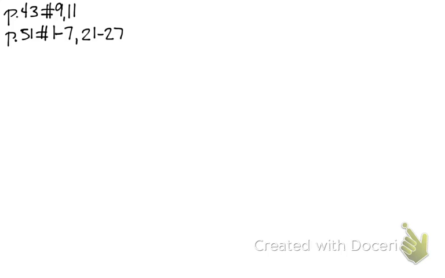Okay, your assignment. On page 43, you're going to do number 9 and 11. On page 51, you're going to do 1 through 7, odd. These are all odd. 21 through 27. And that's it. All odds, yes.